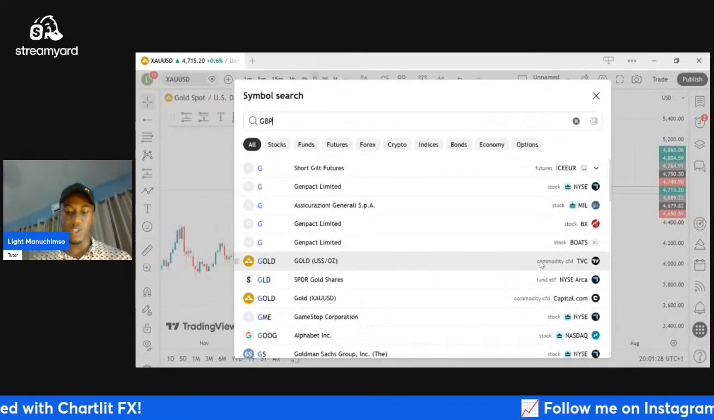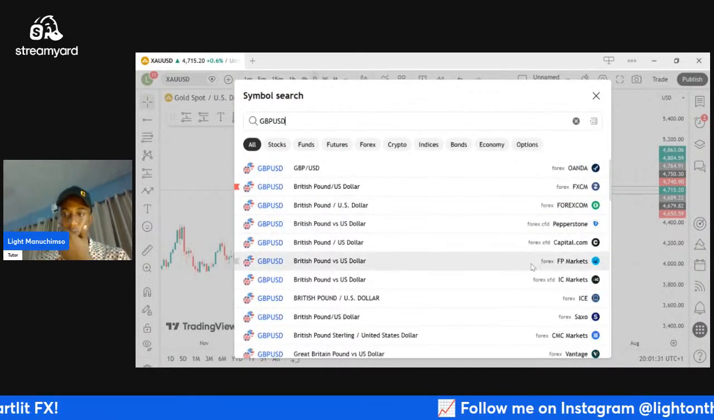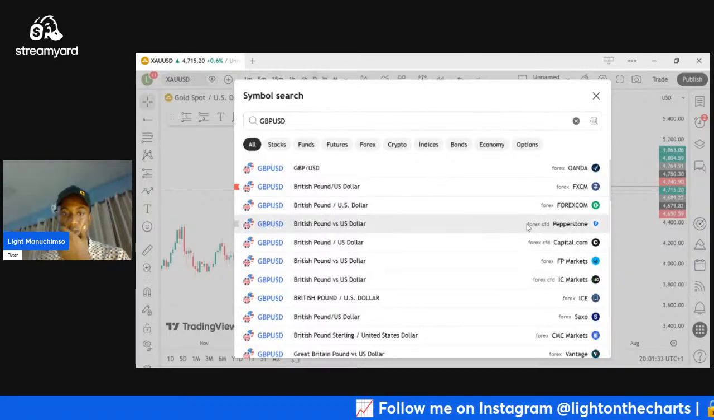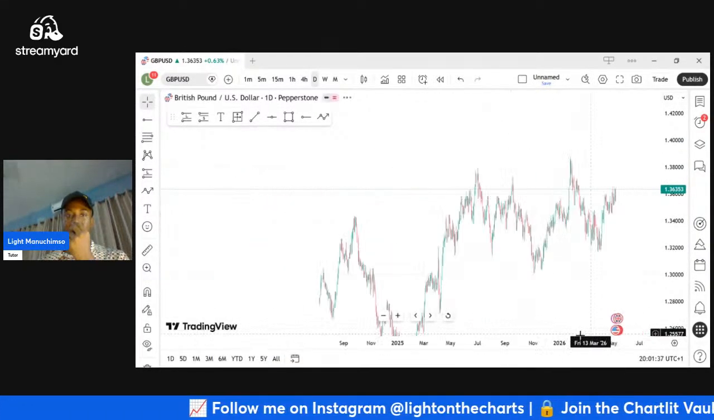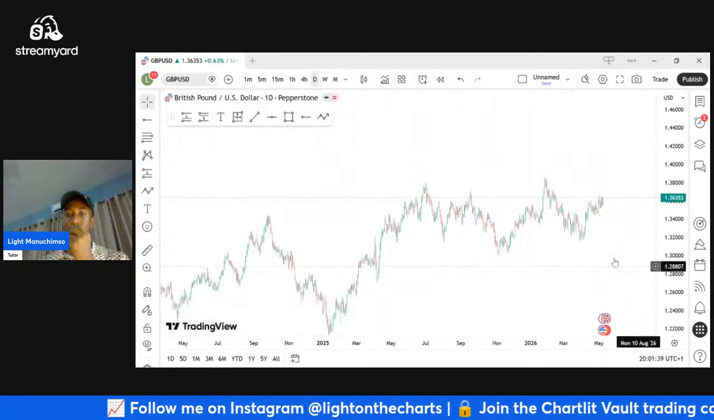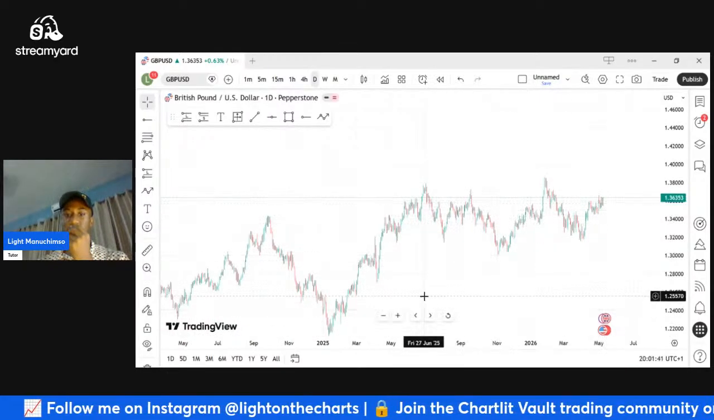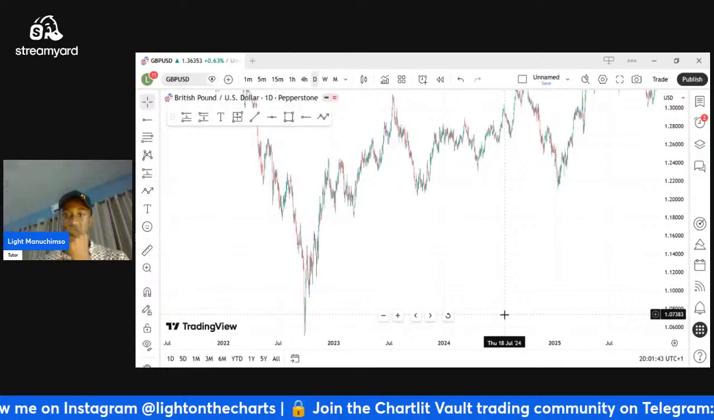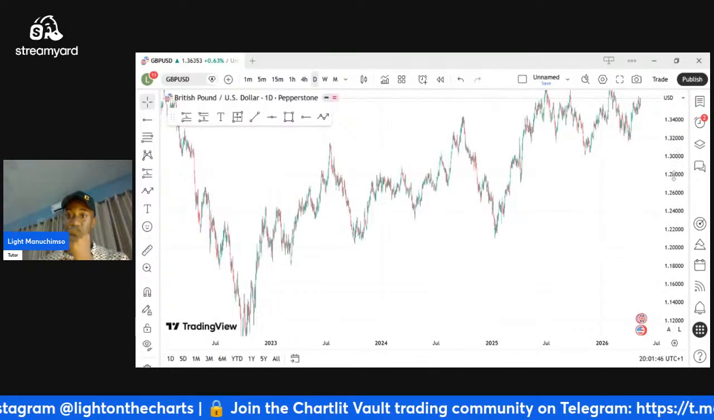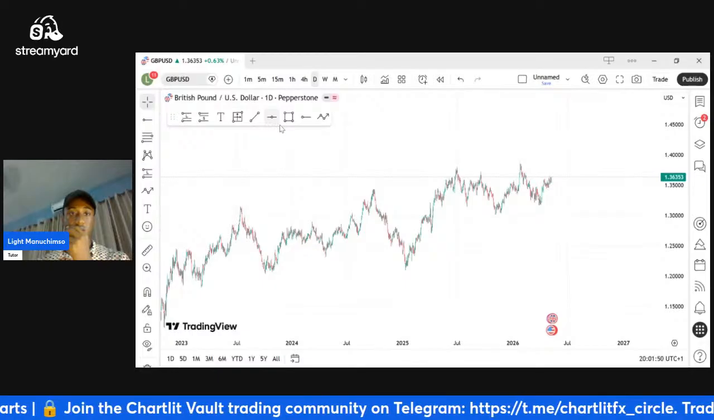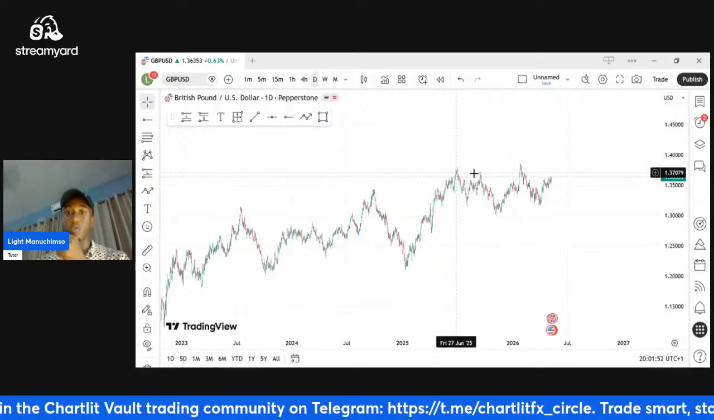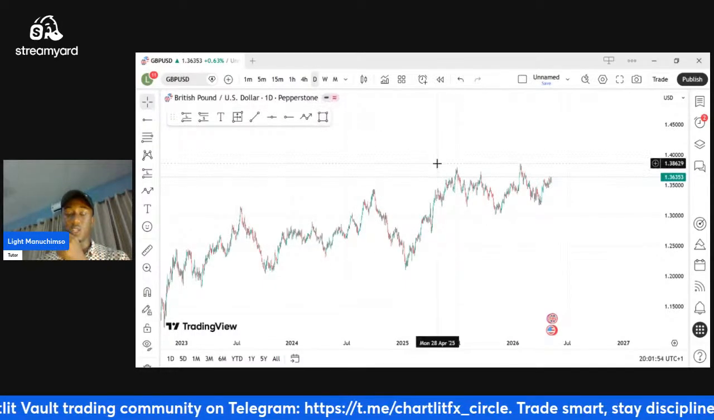Then on GBPUSD, on Pepperstone charts, I think I've not done anything on this. On the daily, I'm seeing consolidation. Let's see the full trend on the daily. Though it's an uptrend, price is just stuck right here. It's hesitating. I don't know when it's going to be ready to break, but that is just what is happening.